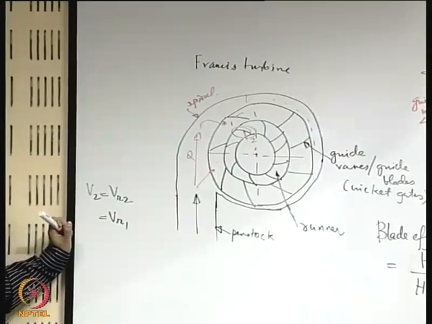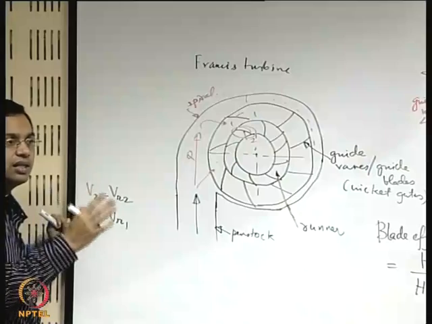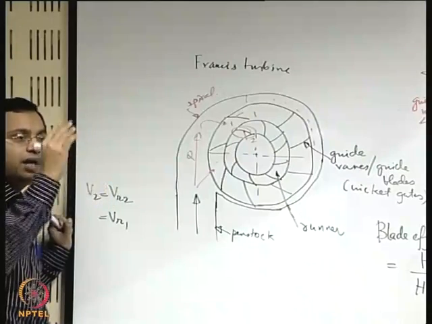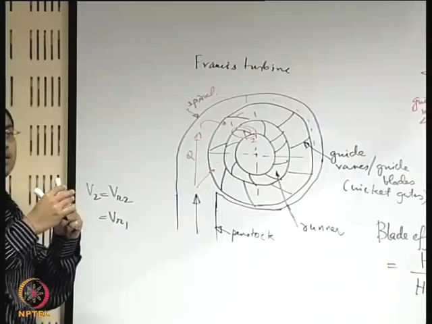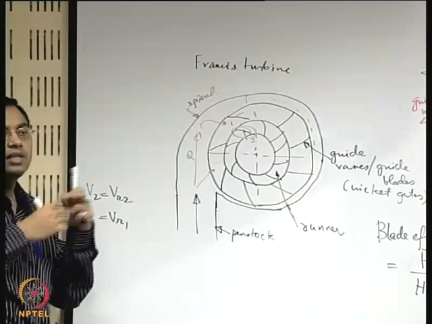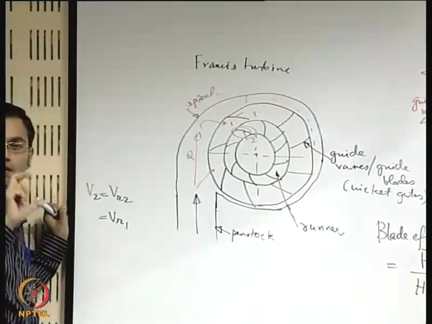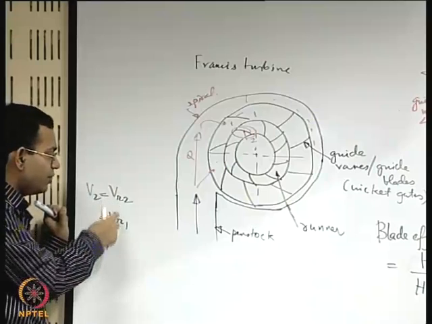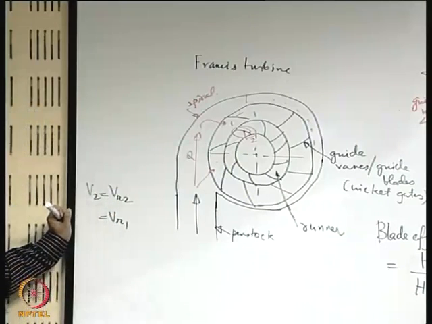You see, this depends on what? VR is Q by the area. So, the area contains one diameter and one breadth at that particular diameter. If the diameter is reduced, the breadth is increased in such a way that Q by that area remains almost the same. So, you have VR2 equal to VR1. This is a practical design consideration.